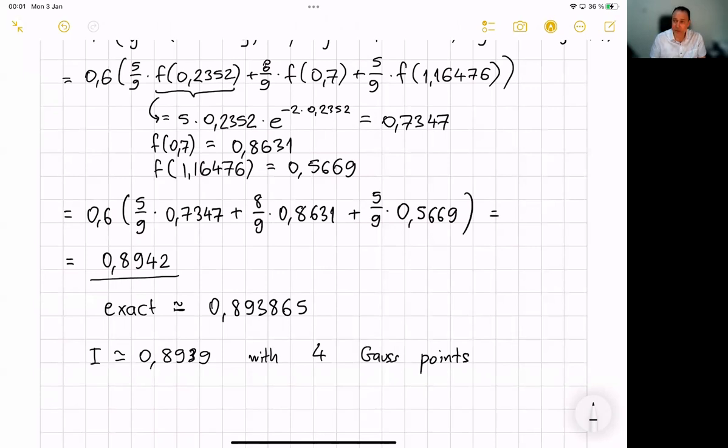So that was this exercise for now. And the next one will be an exercise with 2 variables, x and y.